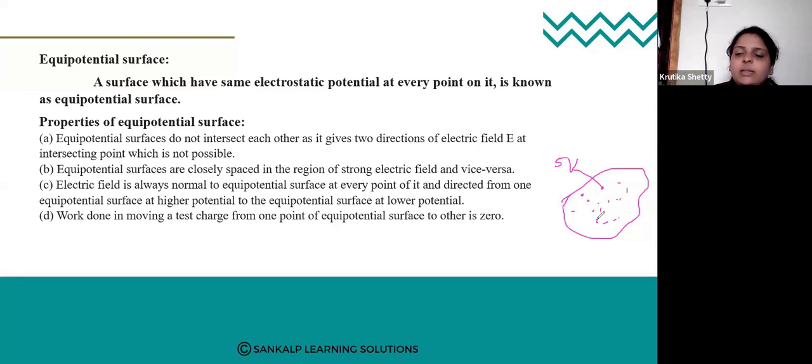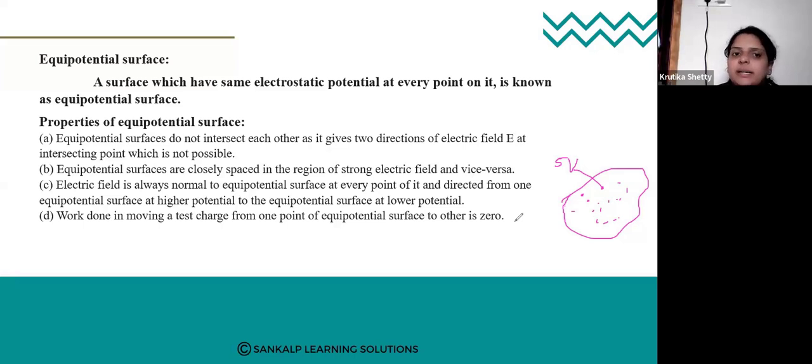An example for the equipotential surface you can consider is all the charged surfaces. All the charged surfaces are called equipotential surfaces. Done. So the next important point is again 2 marks, or sometimes 3 marks.